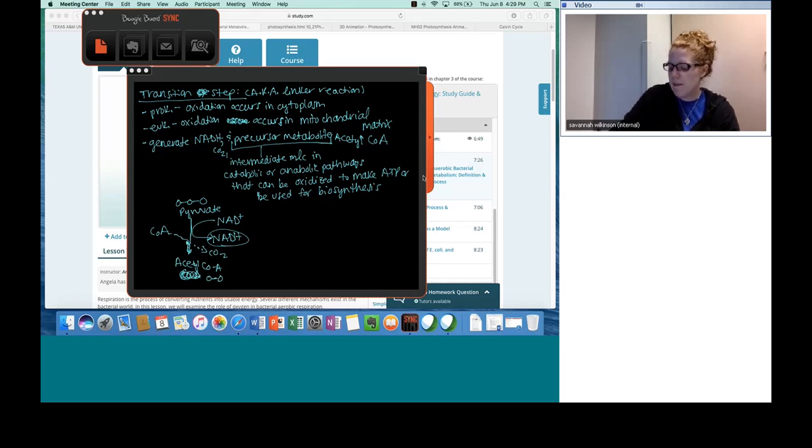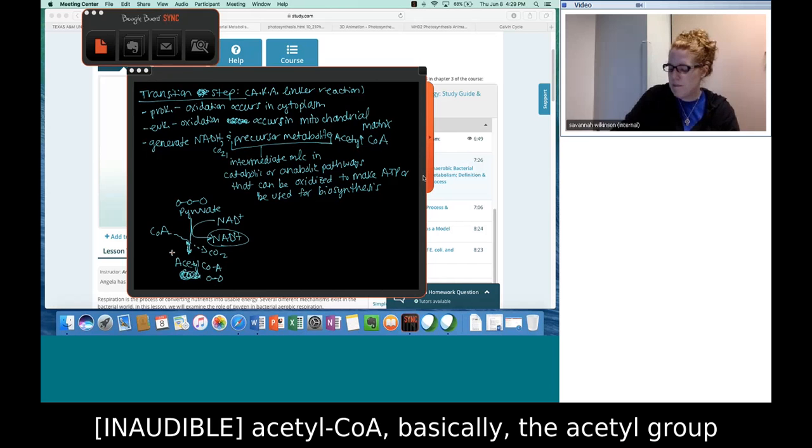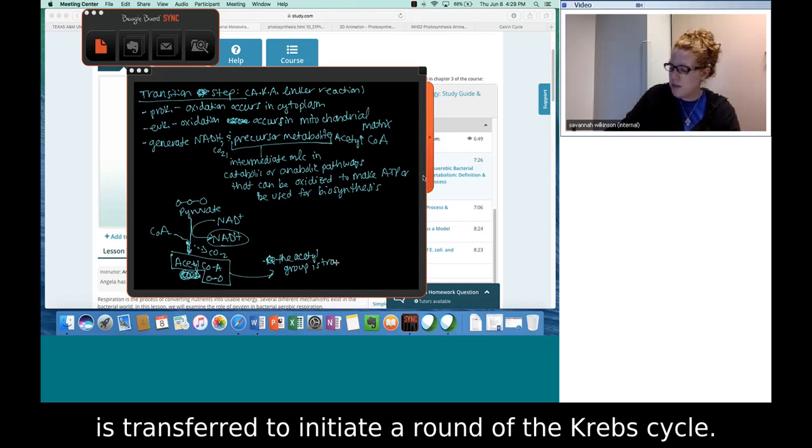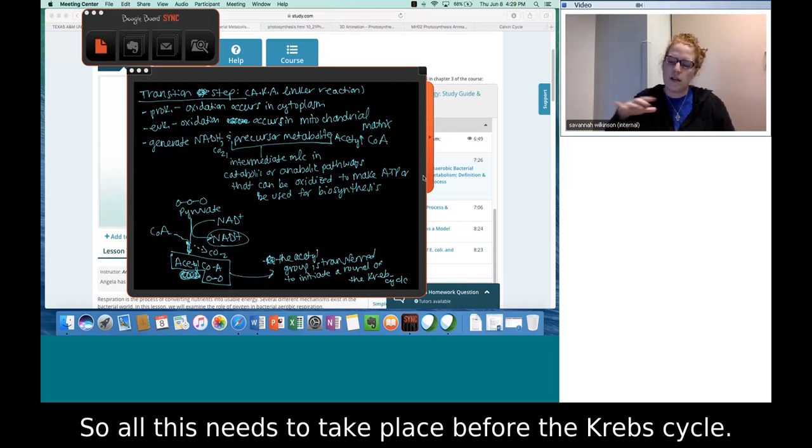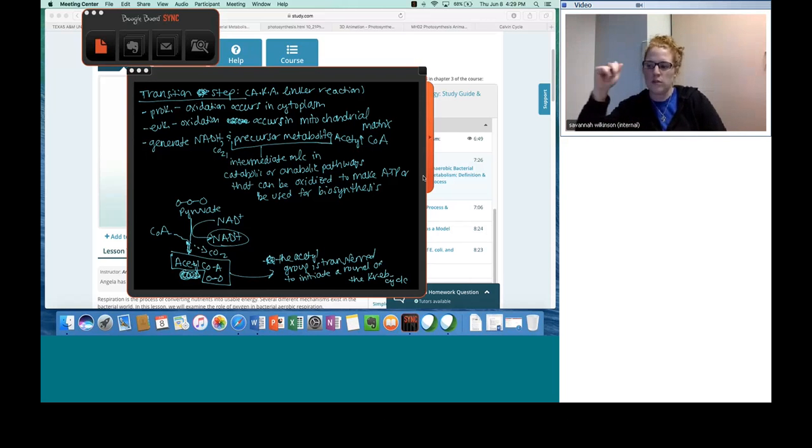And then with this acetyl-CoA, basically the acetyl group is transferred to initiate a round of the Krebs cycle. So all this needs to take place before the Krebs cycle. Okay.